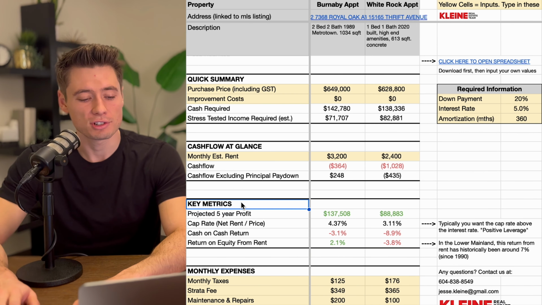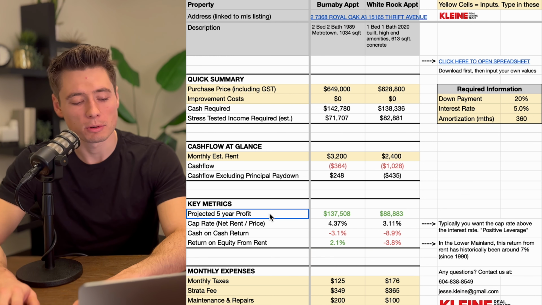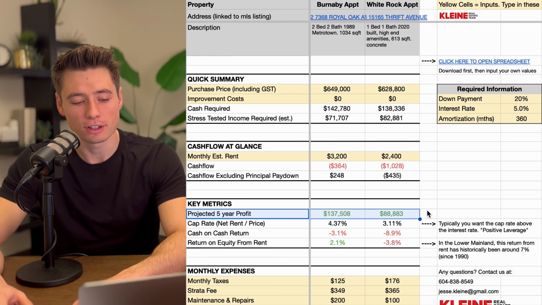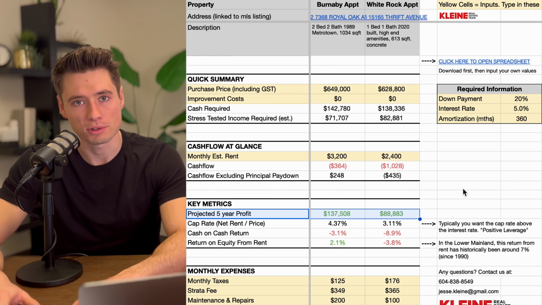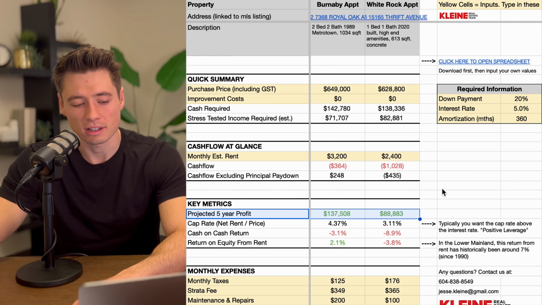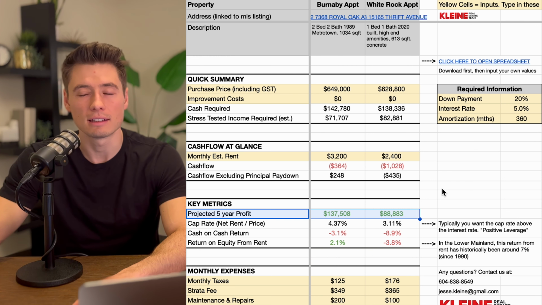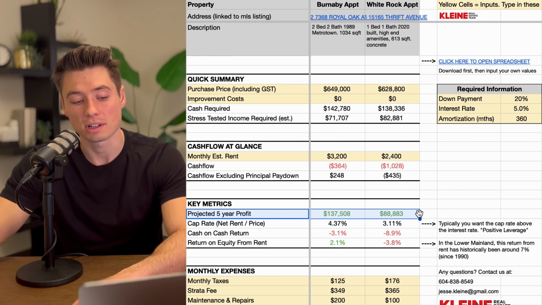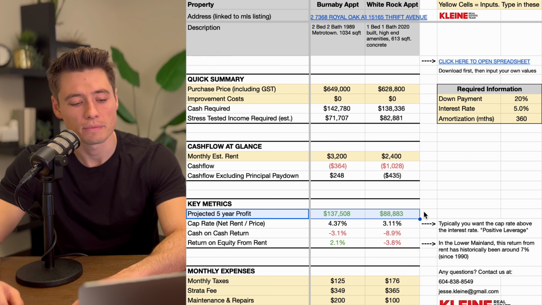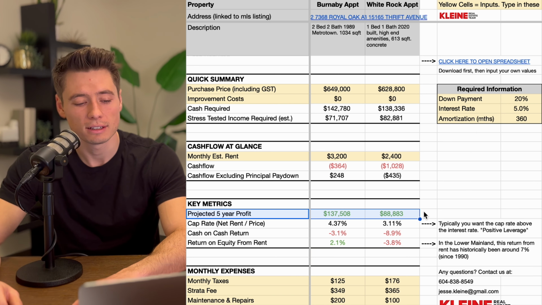So if we get into the key metrics here, the projected 5-year profit, we're going to talk about that in a future video. There are some appreciation assumptions we make there, and it's kind of a bogus number. It's not going to be that, but it's just to give you an idea of, hey, if the property goes up 3% a year, this is how much you can expect to have in 5 years in equity and profit. Doesn't include selling fees either.